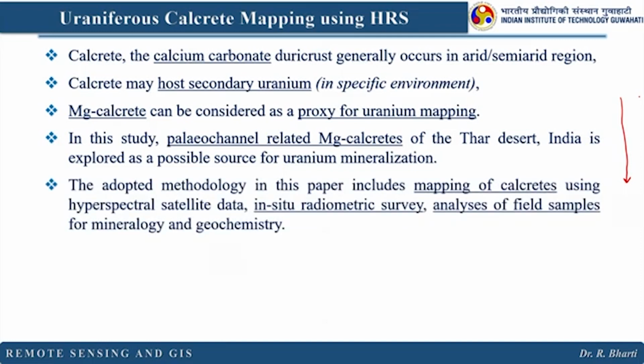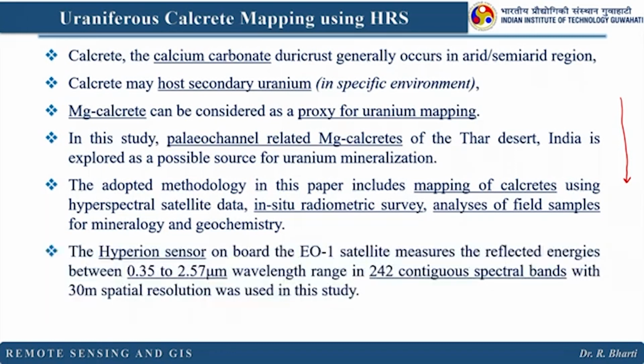mineralization. The adopted methodology in this paper includes mapping of calcretes using hyperspectral satellite data, in situ radiometric survey, and analysis of field samples for mineralogy and geochemistry. The Hyperion sensor on board the Earth Observing-1 satellite measures the reflected energies between 0.35 to 2.57 micrometer wavelength range in 242 contiguous spectral bands with 30 meter spatial resolution.